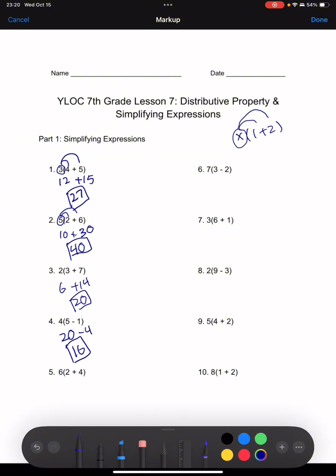Number 5, 6 parentheses 2 plus 4 parentheses. So we have to distribute the 6 to the 2 and the 4. 6 times 2, 12. 6 times 4 is 24. And we get 36. And now you guys are going to work on questions 6 through 10 on your own.